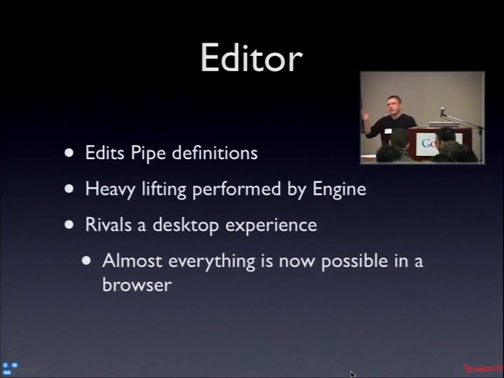Errors are all thrown by the engine. Executions are all done by the engine. The editor does some type checking to stop users from creating bad pipes, but for the most part, it relies on the engine.